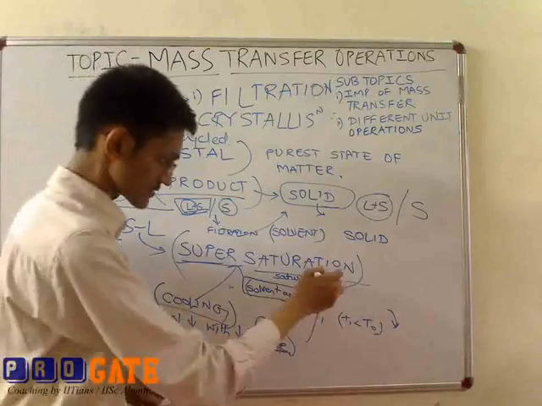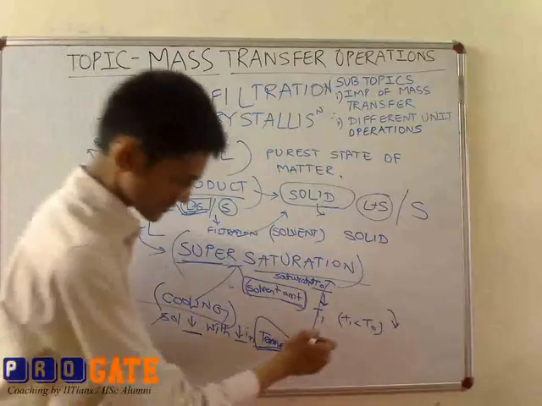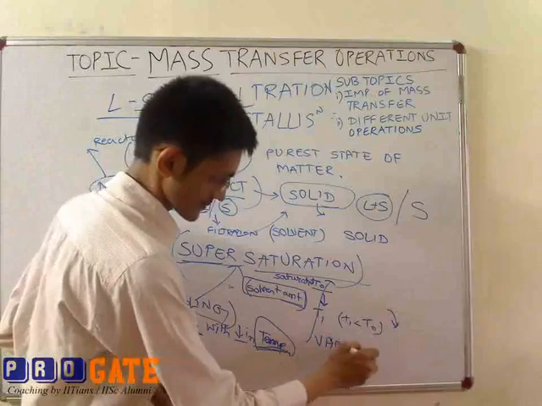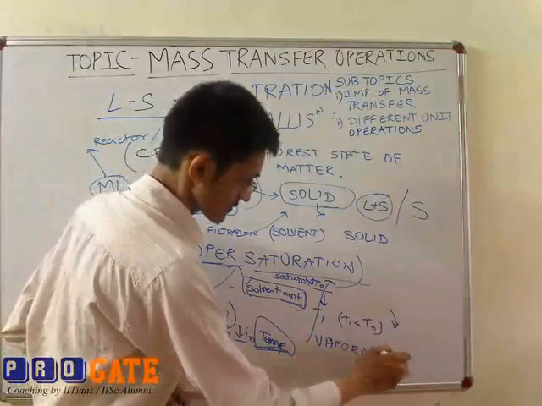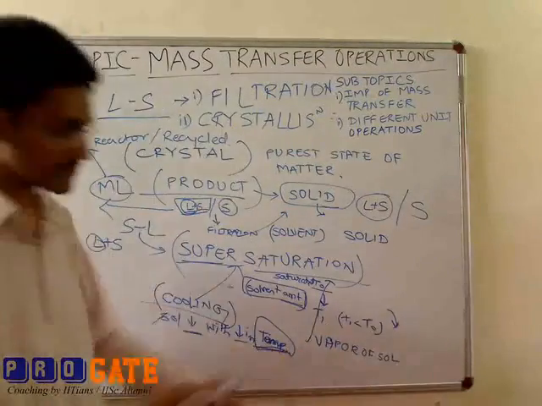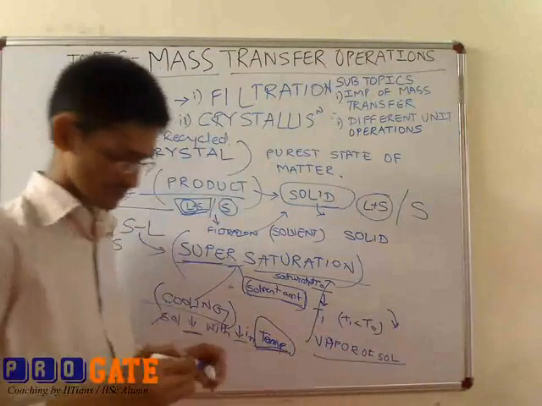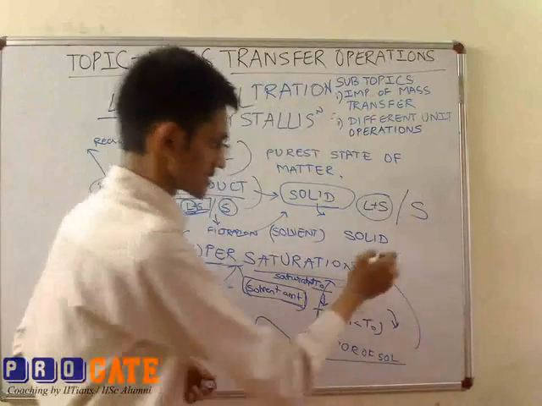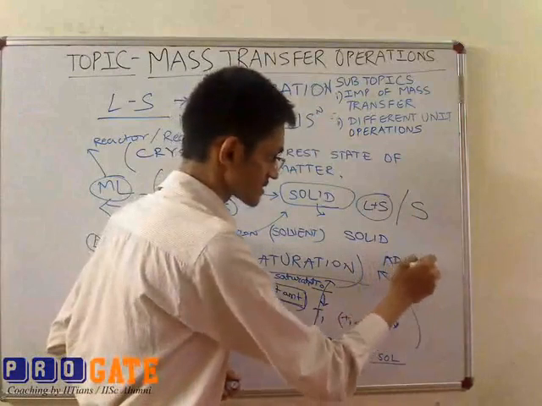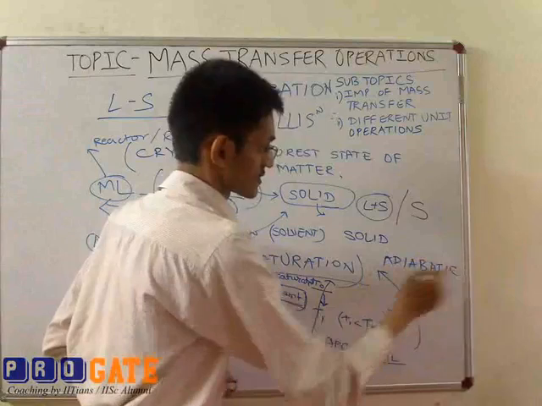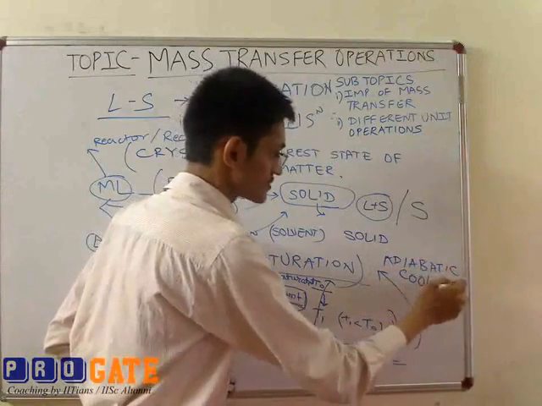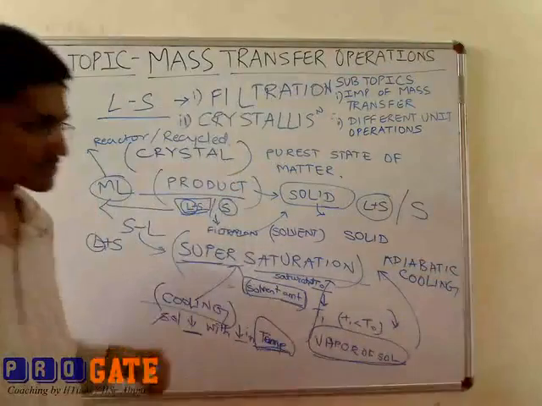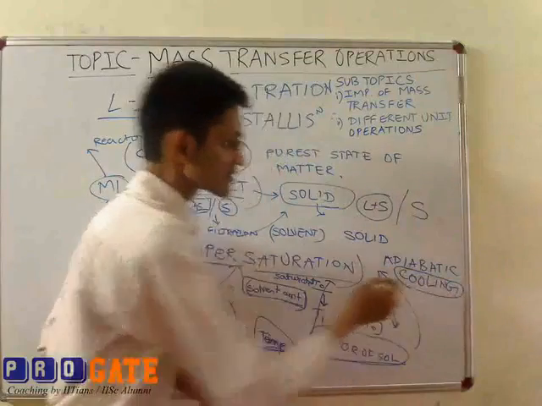Cooling is one of the options to reach supersaturation. The other option is to go for vaporization of the solvent. This vaporization of the solvent would be either through heat input or through applying vacuum. Through vacuum, again it leads to adiabatic cooling. If you just apply vacuum, the heat required for the vaporization, that is the latent heat, would be taken from the solution, and hence the solution would cool down.